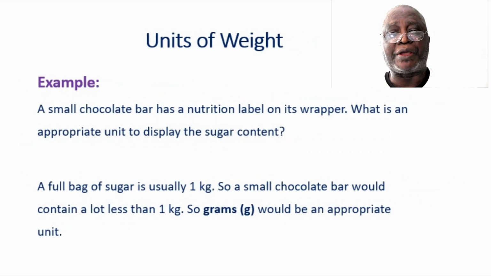Let us look at units of weights, and here is an example. A small chocolate bar has a nutrition label on its wrapper. What is an appropriate unit to display the sugar content? We are all very conscious of our weights now, and we try to control the amount of sugar we take in. A full bag of sugar is usually 1 kilogram, so a small chocolate bar would contain a lot less than 1 kilogram. So grams or g would be an appropriate unit to measure the amount of sugar that would be in a chocolate bar.